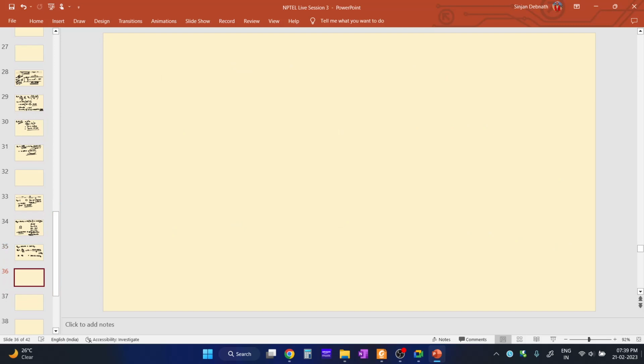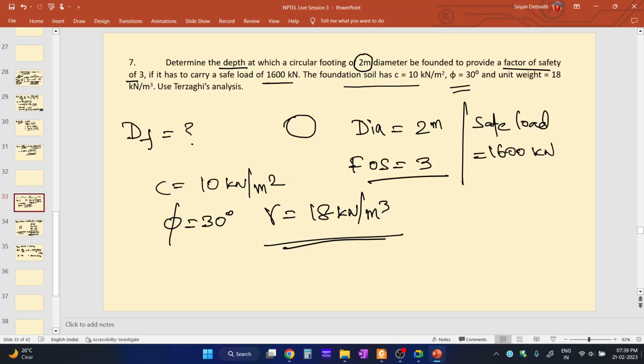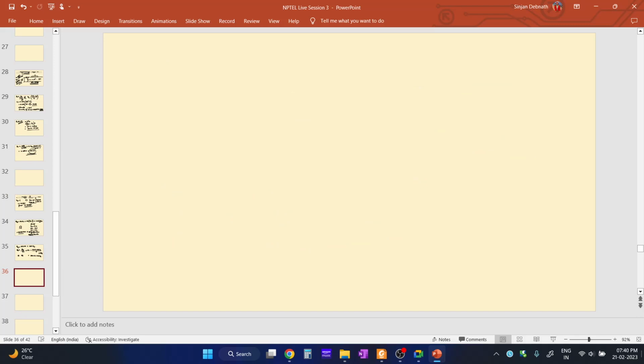Now what is the load intensity that is acting on the footing? In the question it is given that the foundation has to carry a safe load of 1600 kilonewton. So the actual load intensity, that means the pressure. So 1600 kilonewton is acting on a circular footing. Okay, so what will be the pressure or stress?